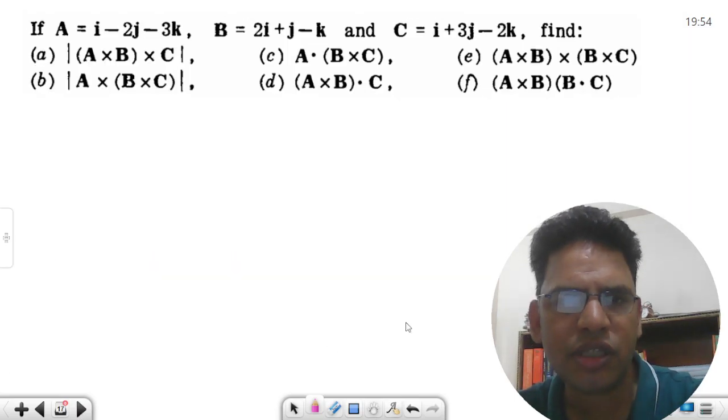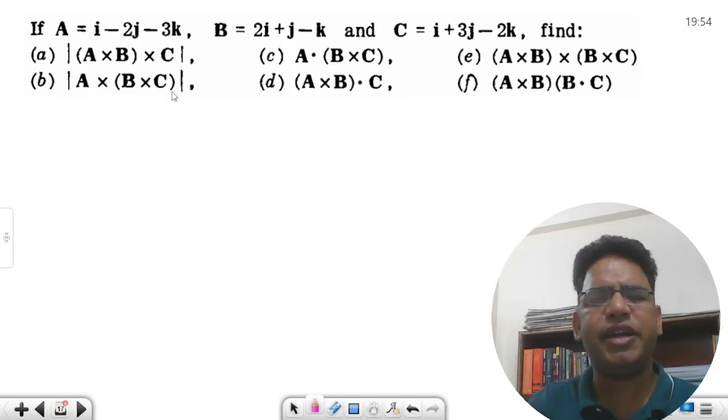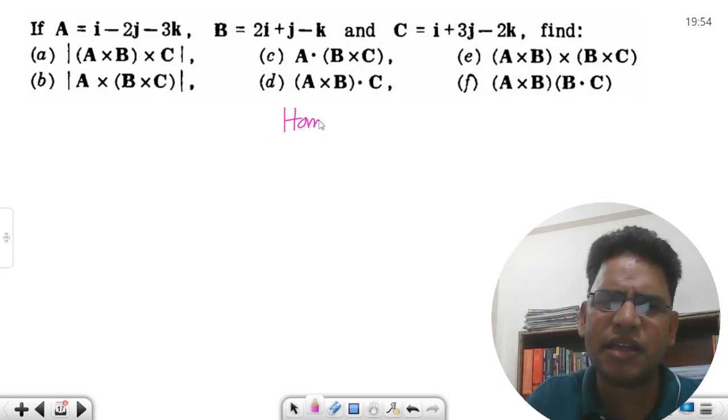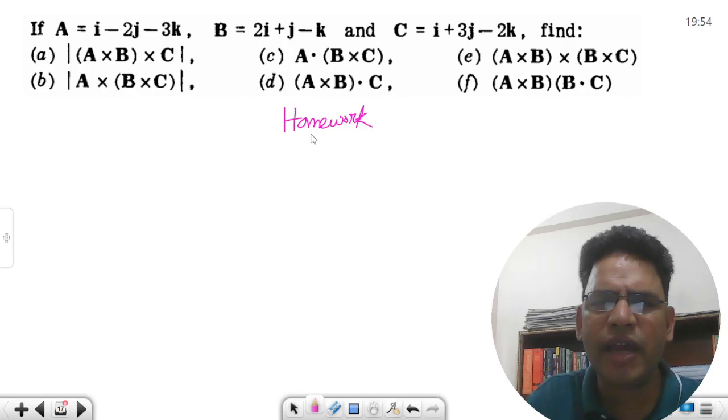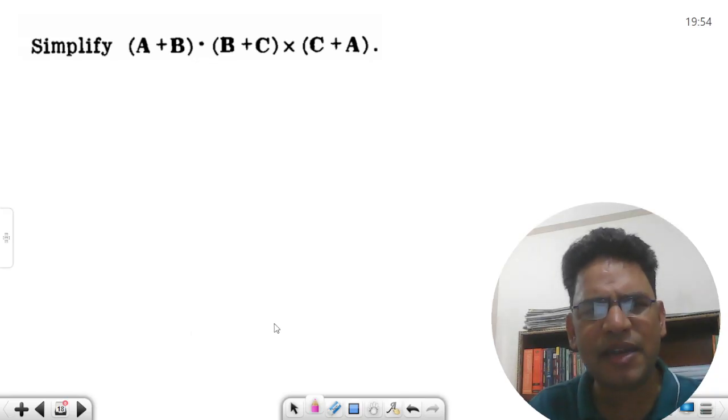Quickly telling you some more. This is again a homework problem, basic calculation. You have to identify A cross B cross C. You know how to do this. This is again the calculation part, homework for you. Anything which is just mechanical, I am going to give you as homework. A plus B dot B cross C plus A. Again, this is a mechanical question.